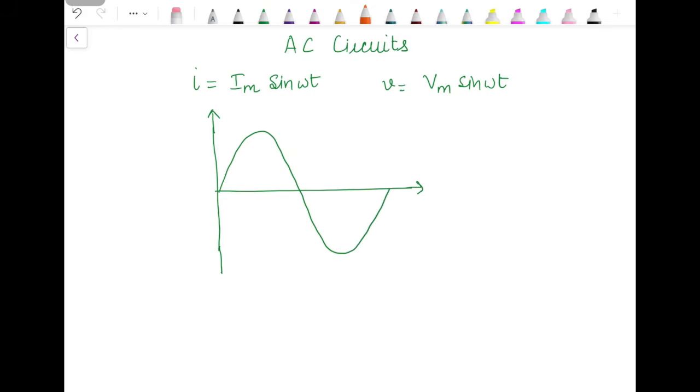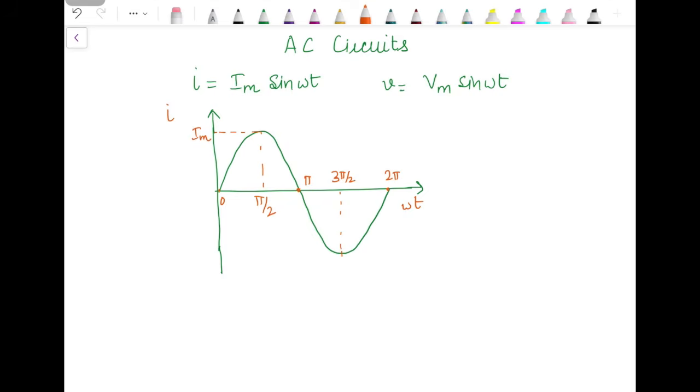It has maximum amplitude. If this is the representation of current I, then this is Im, and on this side we have omega t. It starts from 0, maximum at pi by 2, then it will have negative maximum value at 3 pi by 2, and this is 2 pi. After that it starts repeating itself.